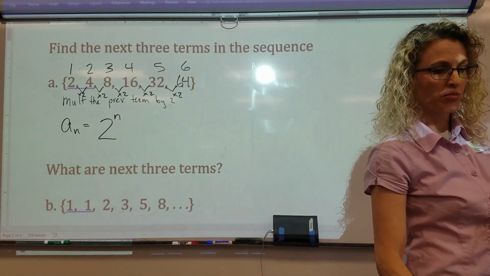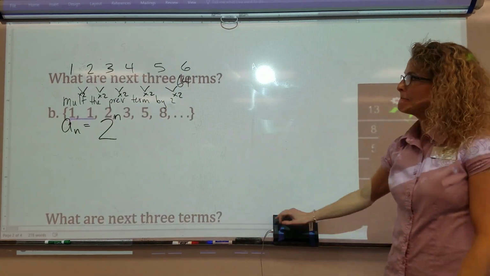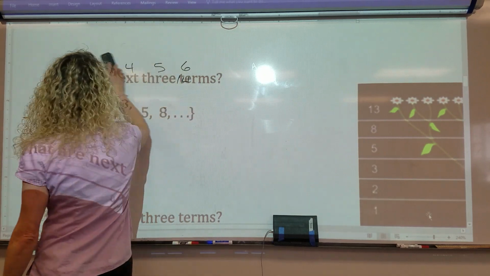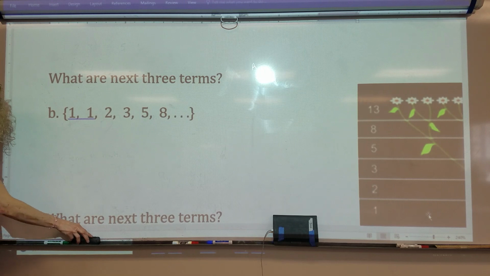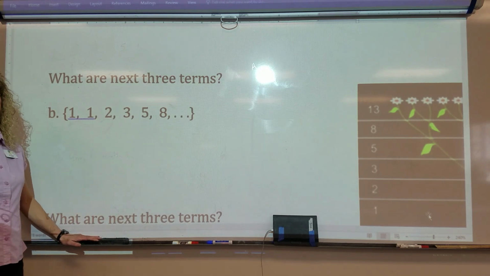Sometimes they're not obvious. Jacob. So I was just going to say you have to play 2048 to figure those out. Is that a game? Yeah, that's how I know my two exponents.